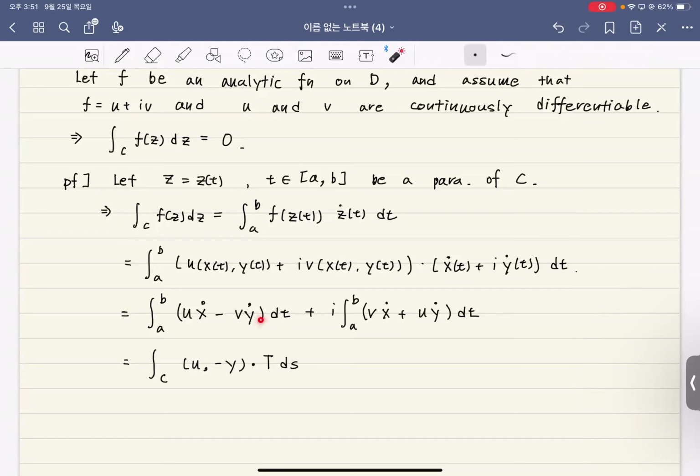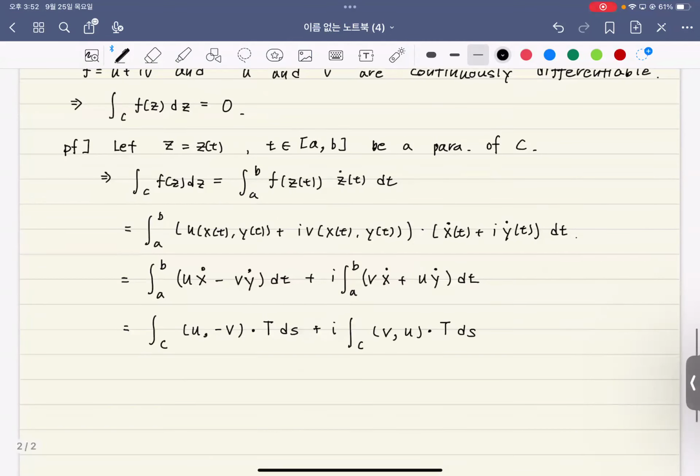This first expression precisely means the line integral of the vector field whose x component is v and y component is minus u. Sorry, I messed up. So this is the vector field that we are working on. And for the second term, i times this is the line integral whose x component is v and y component is u.